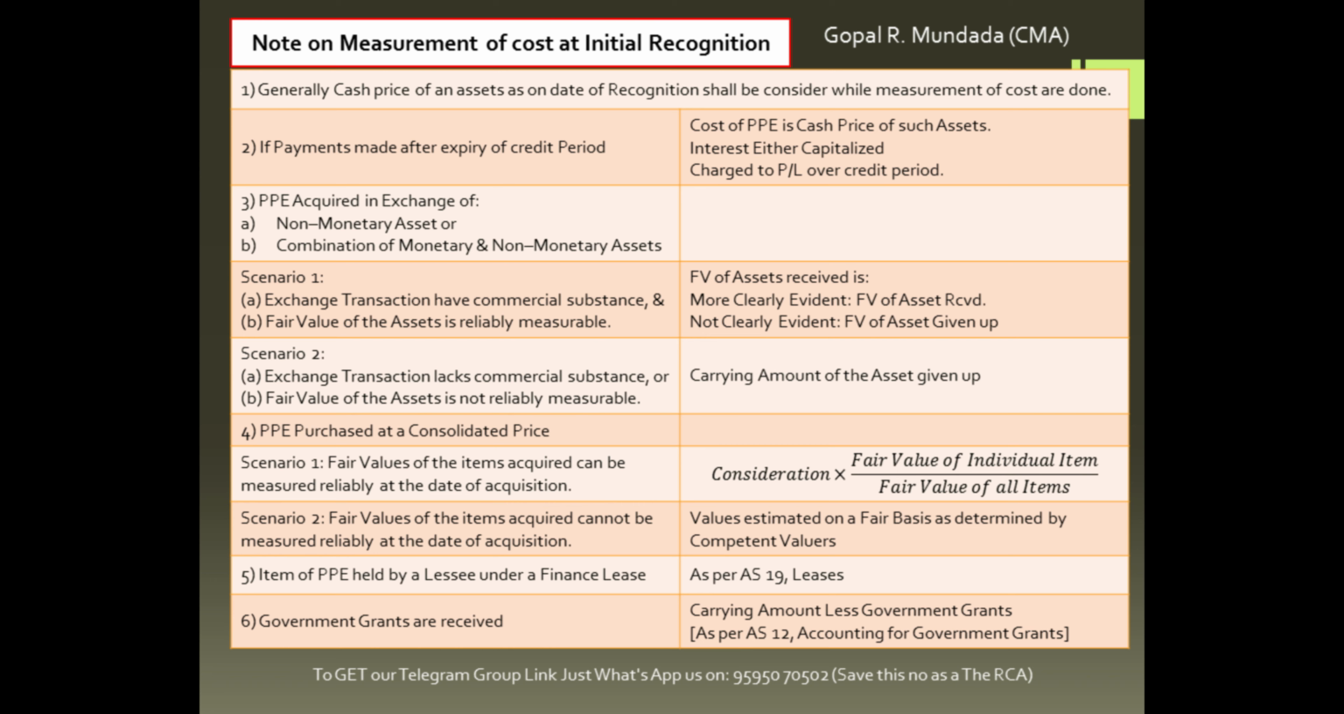So guys, the fifth point is an item of property, plant and equipment held by a lessee under a finance lease. In such case, we can determine the cost under Accounting Standard 19. And next is when a government grant is received. In such case, the carrying amount of the asset is reduced by the government grant amount.